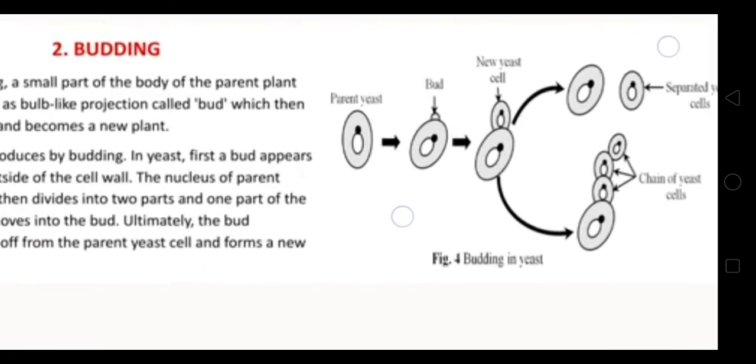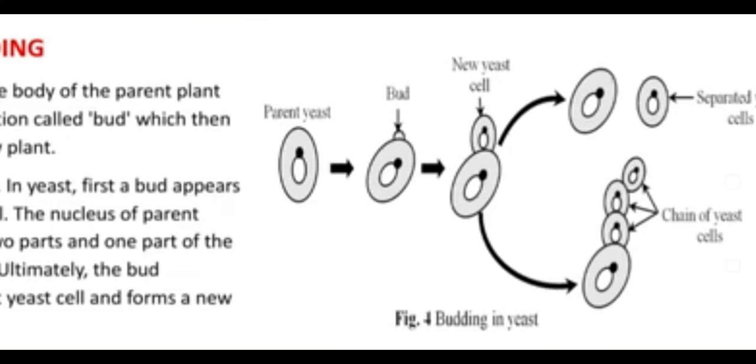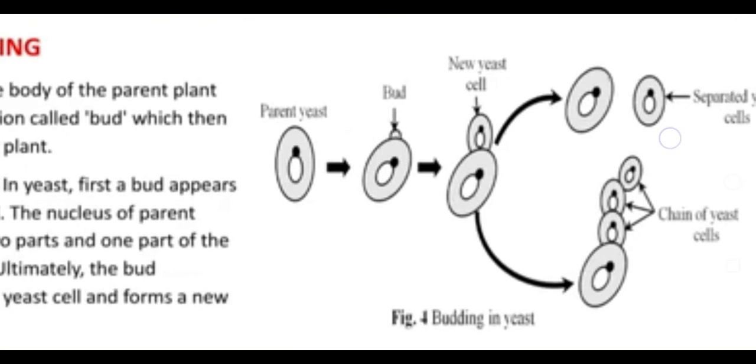As you are seeing in the picture, this is the parent yeast. Now here the bud is formed and the nucleus is divided into the new bud. The bud which arises, the nucleus is also divided into the new yeast cell, and when the yeast cell divides from the parent plant, it separates, and in this way it reproduces its own kind.